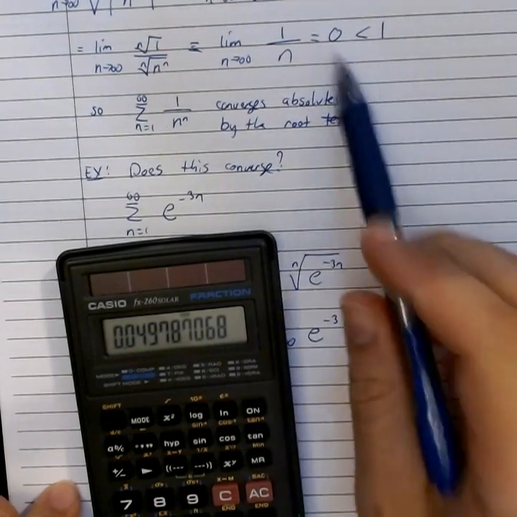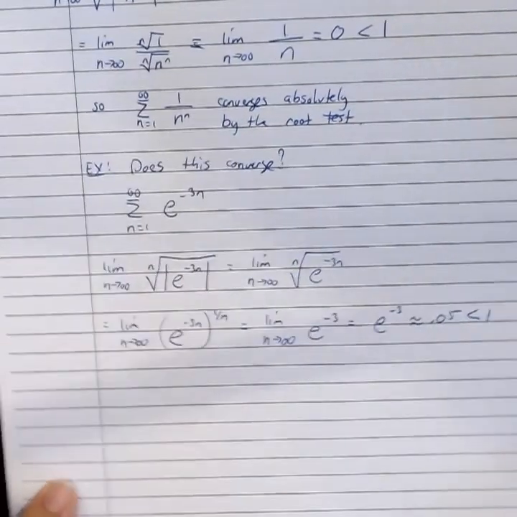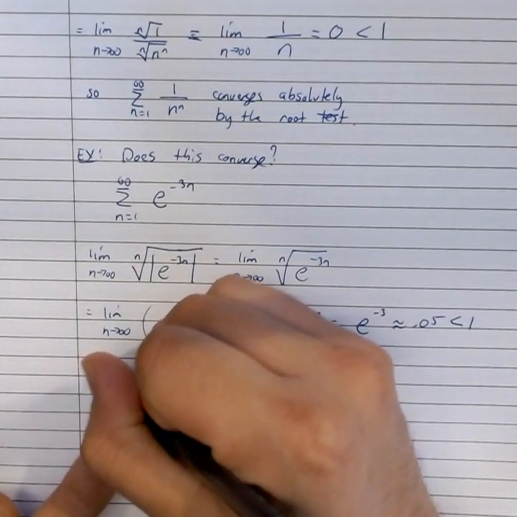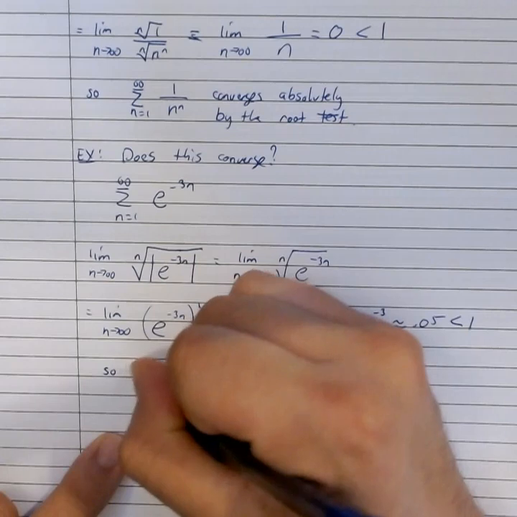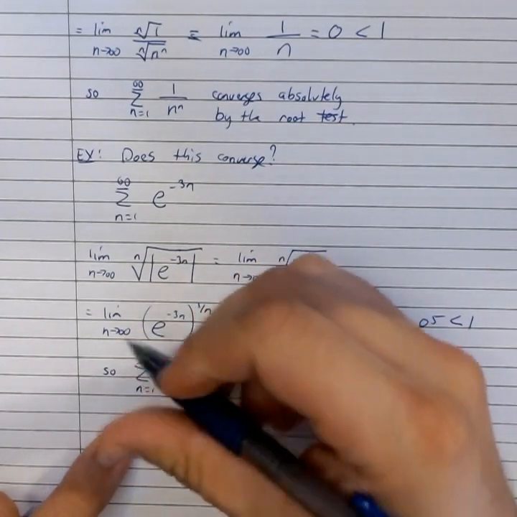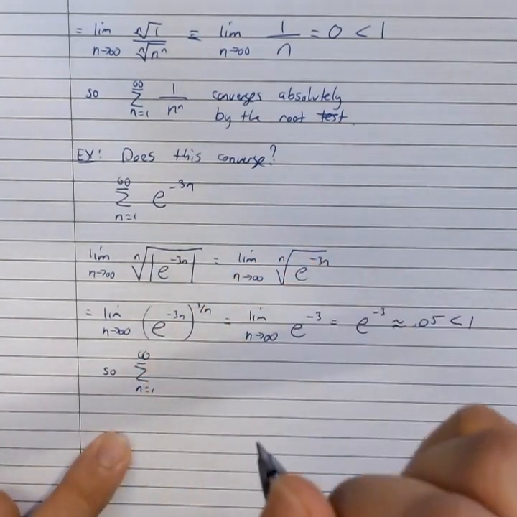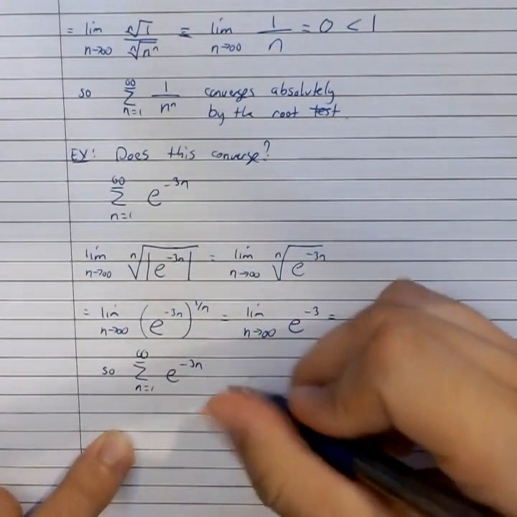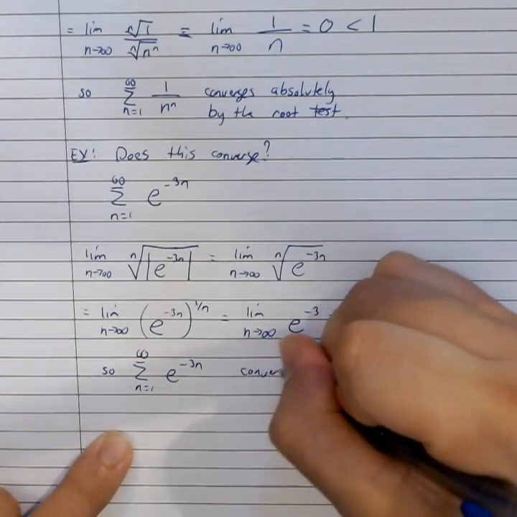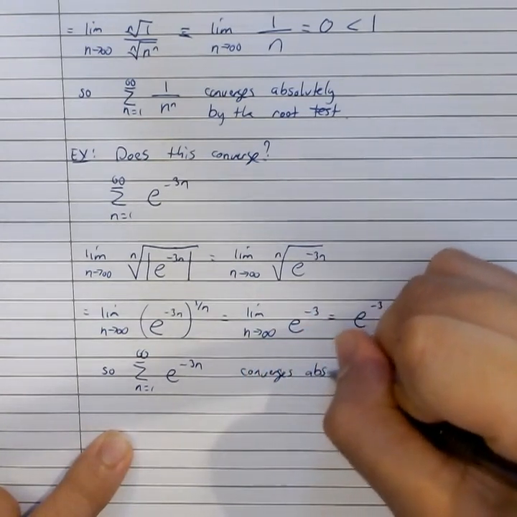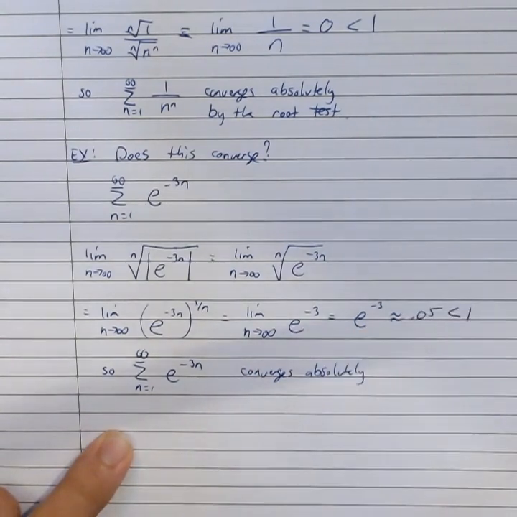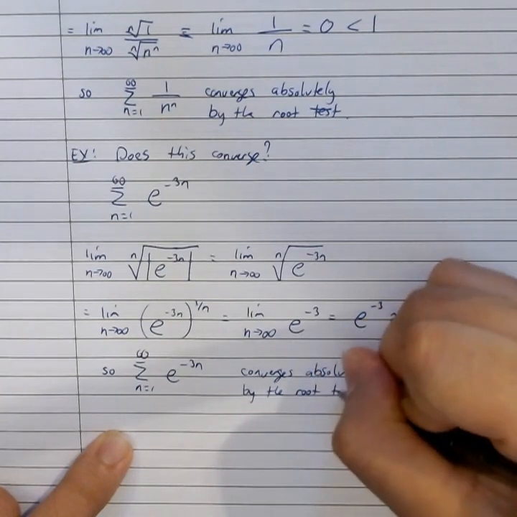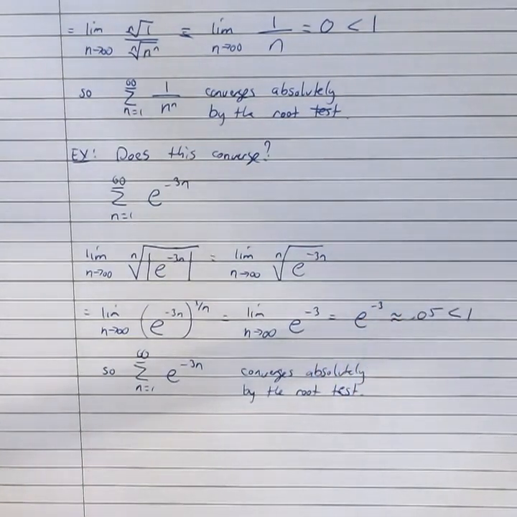So because we have something that's definitely less than 1, that means our series will converge. So the sum as n goes from 1 to infinity of, I forgot where my series is. Oh, here it is. E to the minus 3n will converge absolutely as a result of the root test. Just like that. Okay?